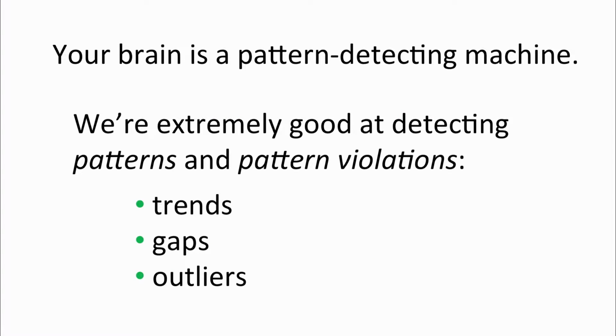So our brains are pattern detecting machines. We're really, really good at this. Sometimes we're too good at this. Sometimes we see patterns that don't actually exist in the world. We have confirmation bias and other reasons for that. But we see patterns, and what that means is we see trends, and then we notice when those trends are broken, when there's a gap or when there's a violation.